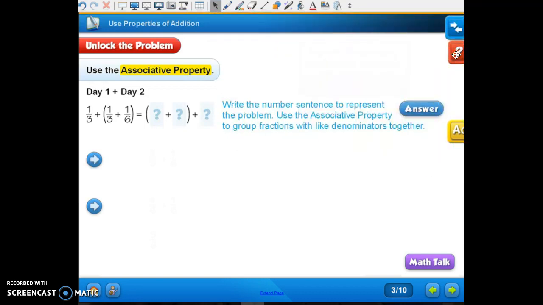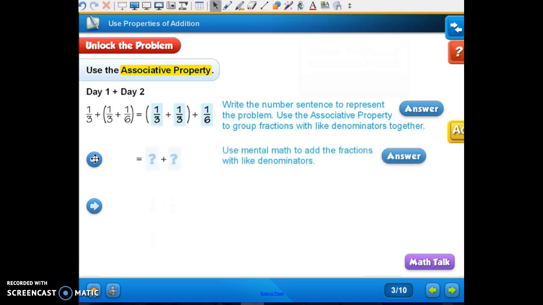So here it is, 1/3 plus 1/3 plus 1/6. Now they grouped 1/3 and 1/6. What would it be better for us to group? 1/3 and 1/3. So here they move them, and then they put parentheses around the 1/3 and the 1/3. It says use the associative property to group fractions that have like denominators together. Use mental math to add the fractions with like denominators. So what's 1/3 plus 1/3? 2/3.